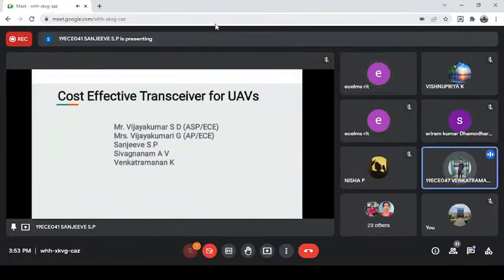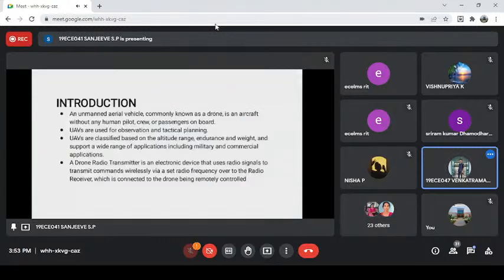Good afternoon to everyone. Okay, so we all know that an unmanned aerial vehicle is commonly known as a drone. It's just an aircraft without a human pilot, and it may be called an aeroplane or a helicopter, but most commonly we use the term drone. UAVs are used for observation and tactical planning. You can take 5 minutes, please. Sure. Give all the introduction, all the basics. Your contribution, if any, you can explain.